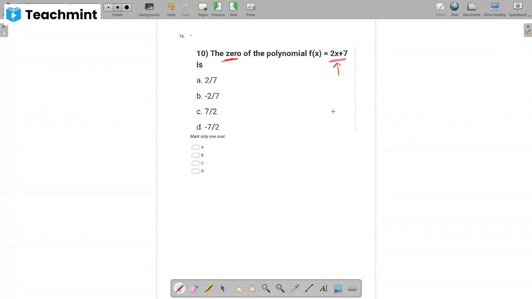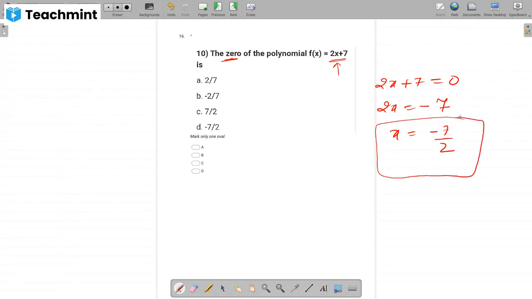So how can we find the value? We will simply put the polynomial equal to 0 and then find the value of x. How will you find the value of x? We'll first transpose this constant term. So when you transpose, you'll get -7, and then we'll transpose this 2. It's in multiplication, so we need to divide here. So the value of x is -7 by 2, and this is the zero of this polynomial, because if you put x equals -7 by 2 here, you will get 0. This polynomial becomes 0. That is why this is called the zero of the polynomial. So the correct option is option D.